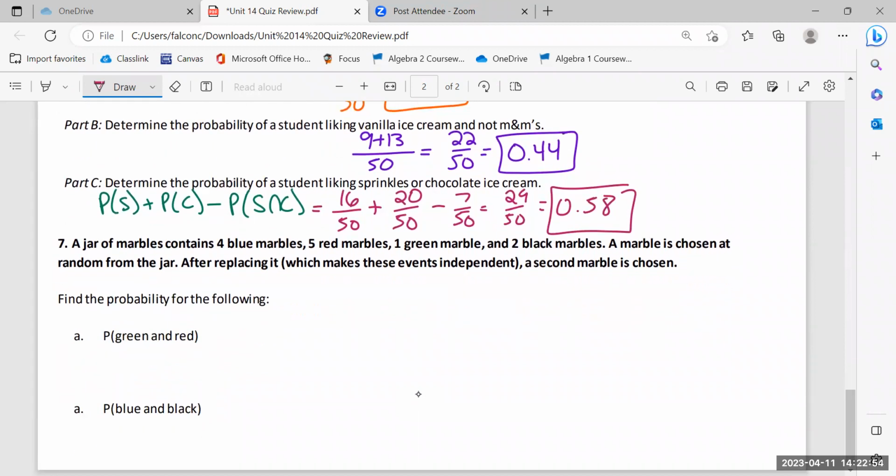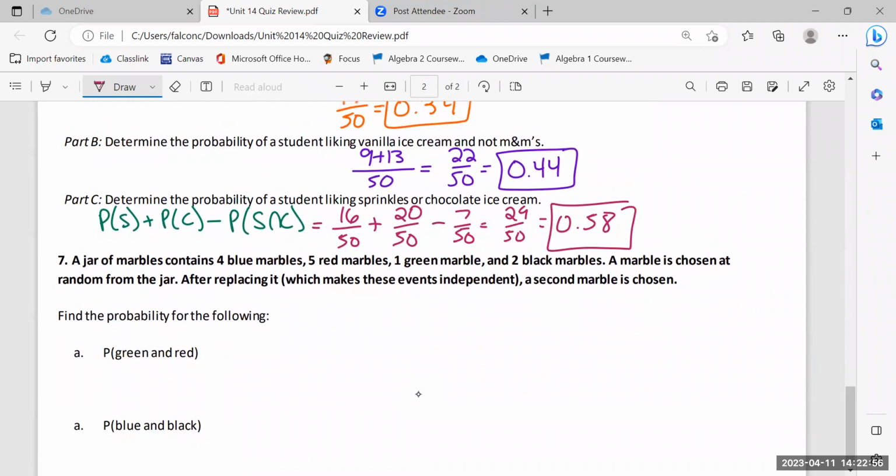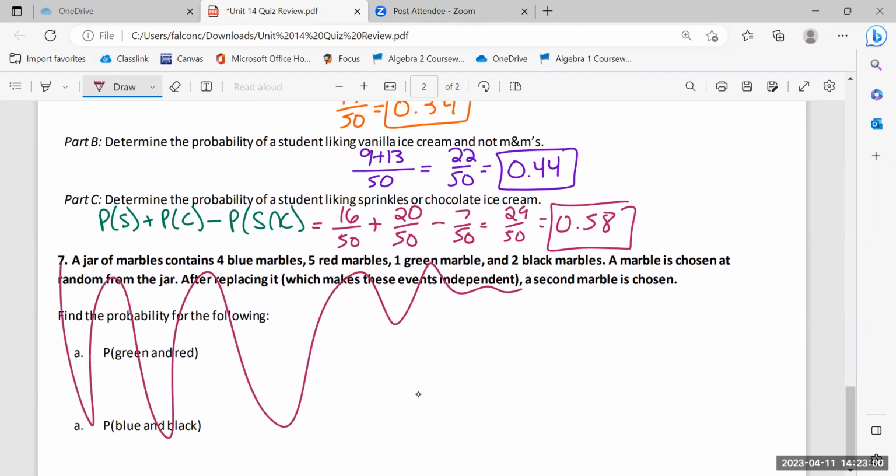All right, and then that's it. I forgot to take this stuff off. We have not talked about this stuff down here, so don't worry about that stuff.